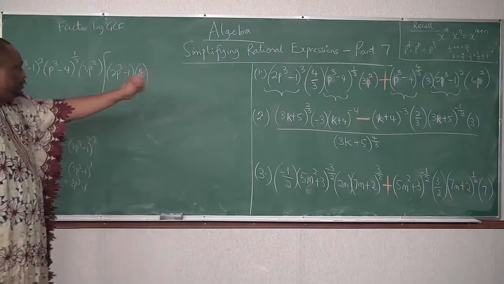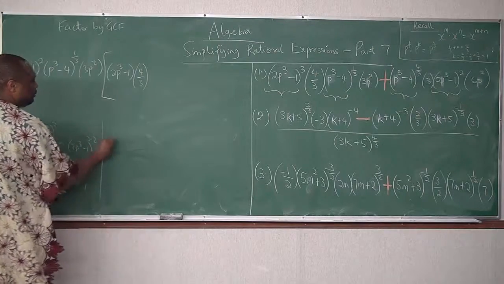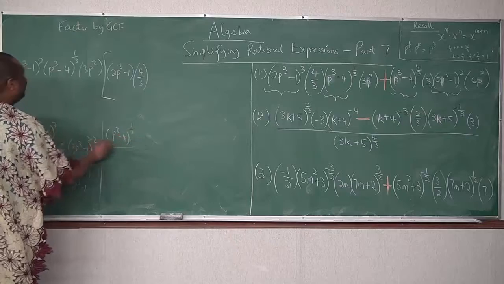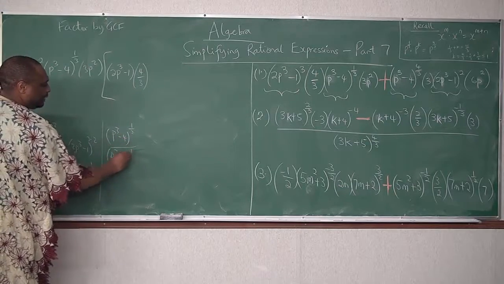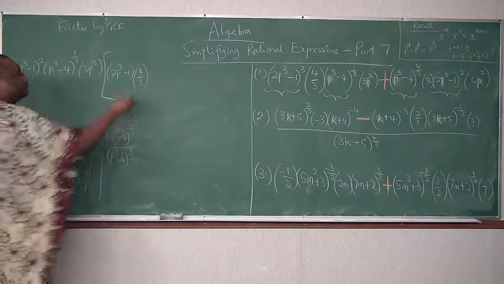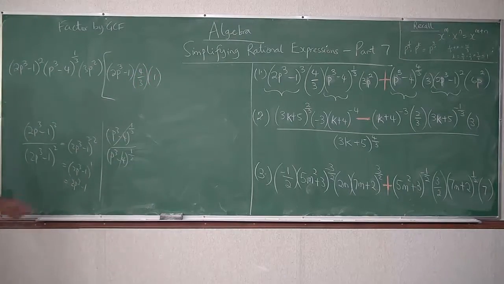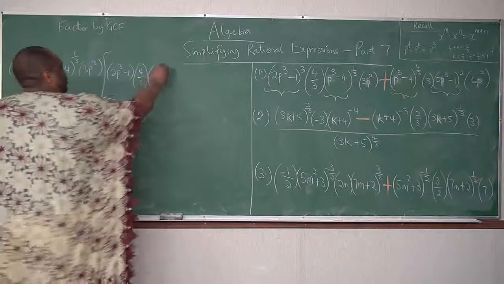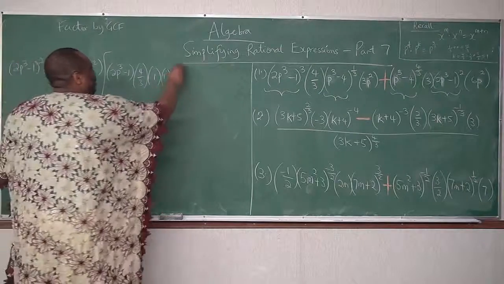Then we also do p cubed minus 4. Here we do p cubed minus 4 exponent 1 over 3 divided by p cubed minus 4 exponent 1 over 3. That gives us 1. So times 1. 3p squared divided by 3p squared is 1. Times 1. Okay? And then this is our plus.